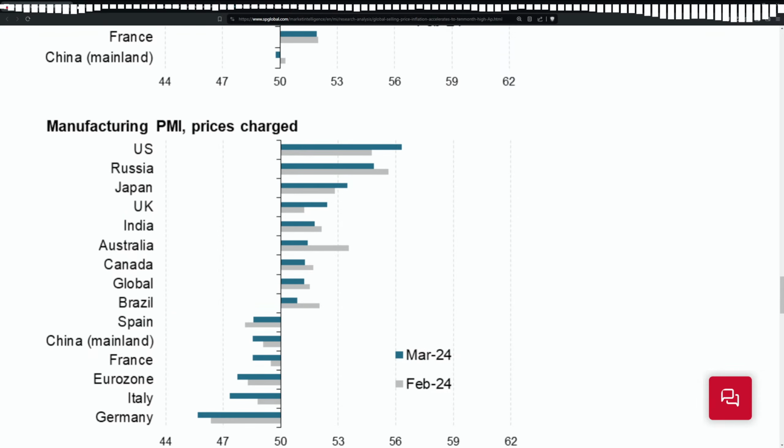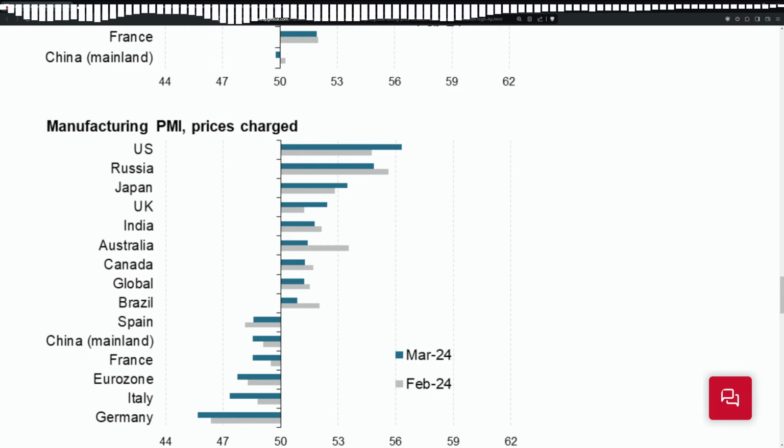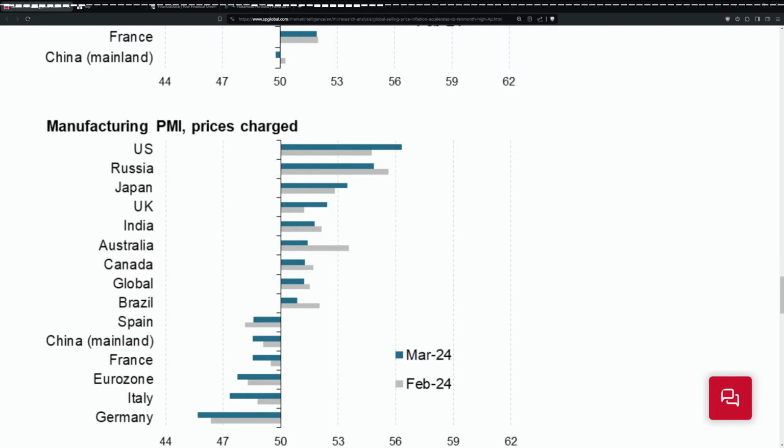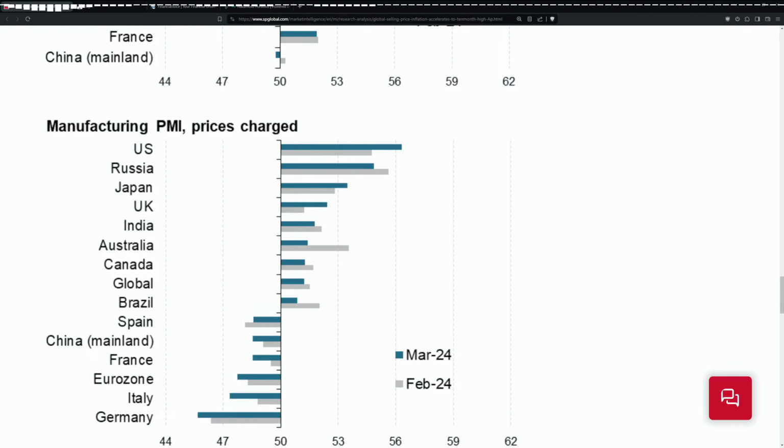Manufacturing PMI prices changed, and this is the big concern here at the very, very top. The reason why the manufacturing PMIs jumped so much is because the prices changed components have jumped significantly. This was the major subindex that created the jump in the manufacturing PMIs. So why is this important?